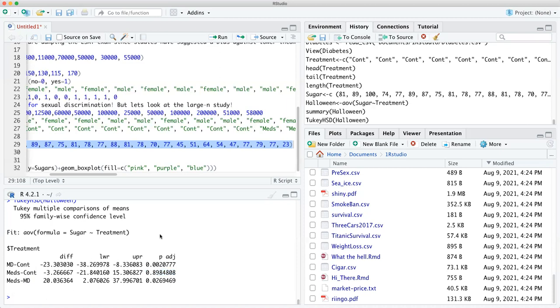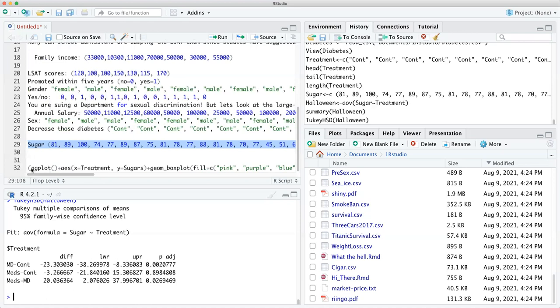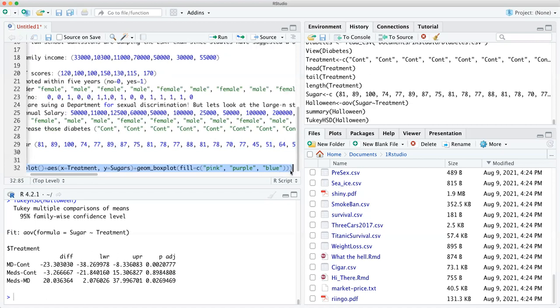Now, how else can you change this around? Well, I wanted to do it rather quickly. This is ggplot, right? And I put it, it says sugars. So I'll have to change that. And this should be like this. So let's take a look.